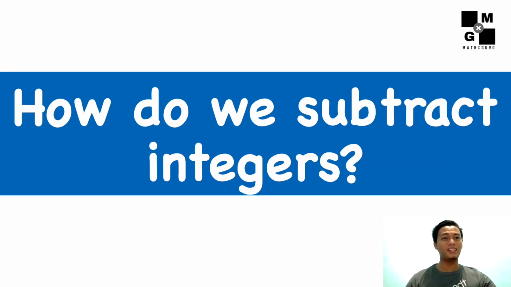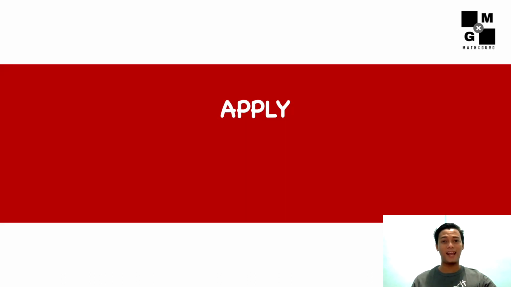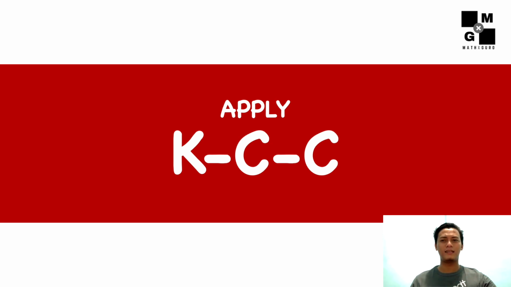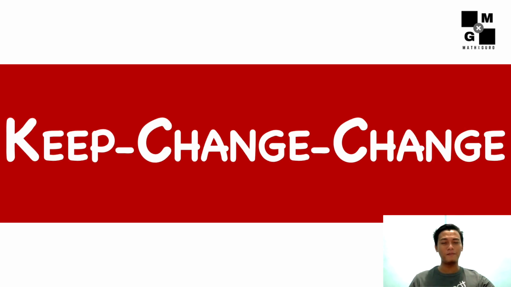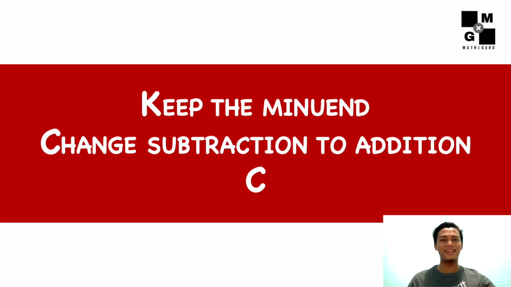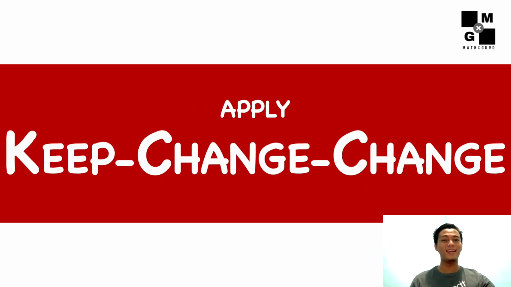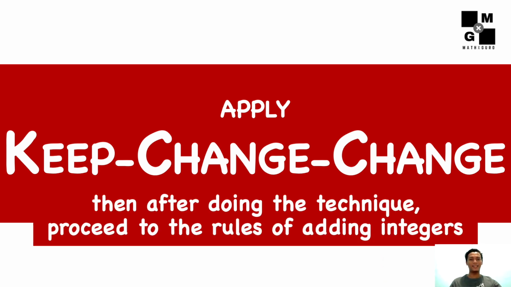How do we subtract integers? Well, I can give you one simple technique to subtract integers properly. Just apply KCC. But what is KCC? KCC stands for Keep, Change, Change. K, keep the minuend. C, change subtraction to addition. And another C, change the sign of the subtrahend. So apply, keep, change, change. Then, after doing the technique, proceed to the rules of adding integers.